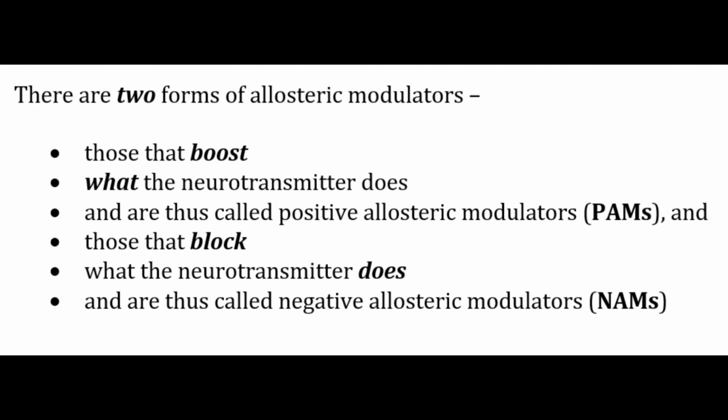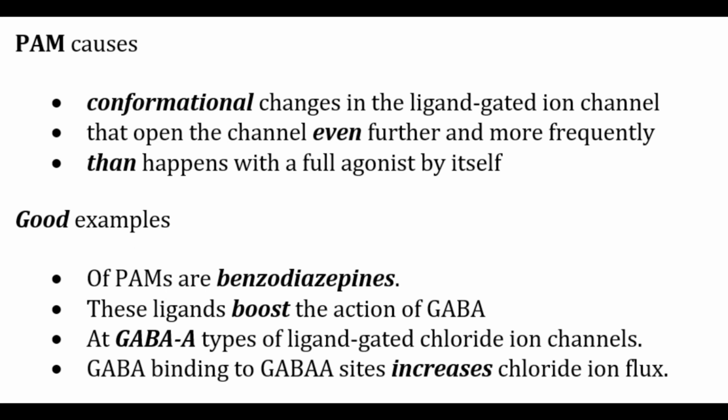And as can be expected, there are two forms of allosteric modulators: those that boost what the neurotransmitter does and are thus called positive allosteric modulators or PAMs, and others that block what the neurotransmitter does and are thus called negative allosteric modulators or NAMs. Now, PAMs cause conformational changes in the ligand-gated ion channel that open the channel even further and more frequently than happens with a full agonist by itself.